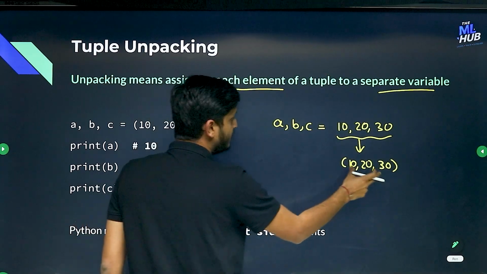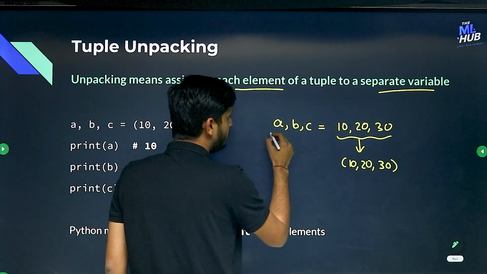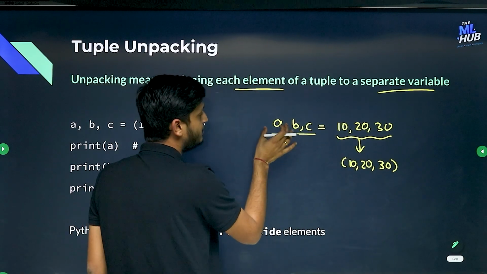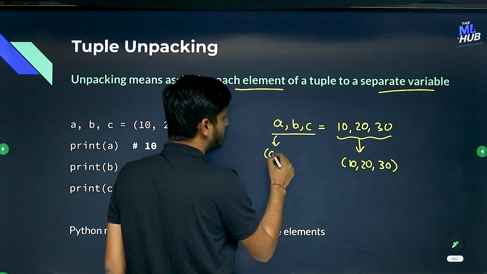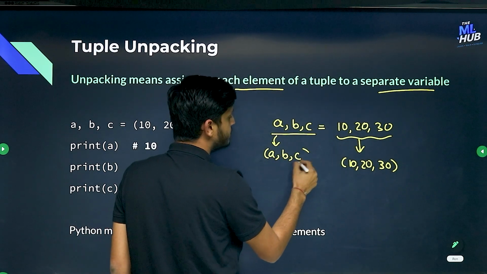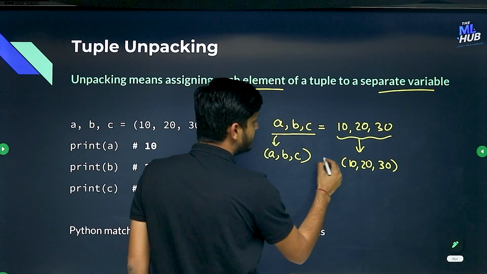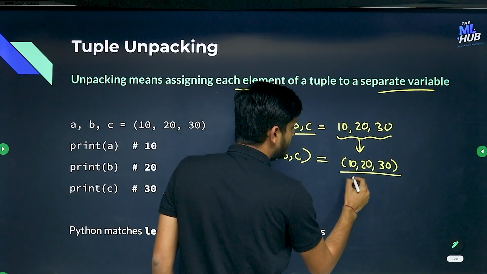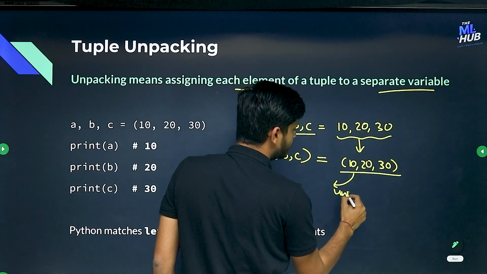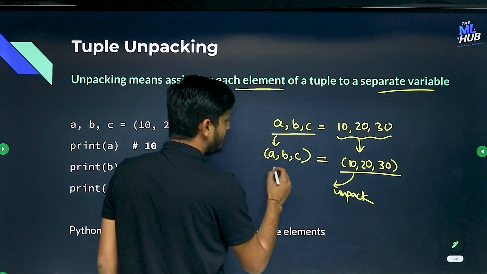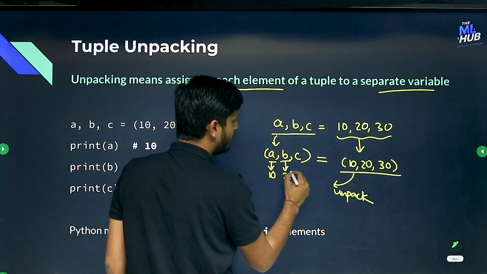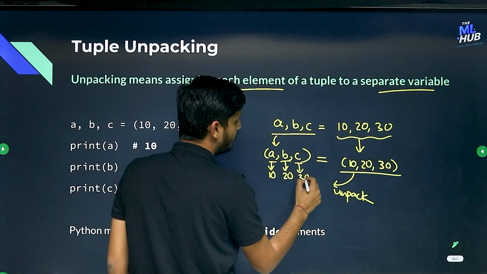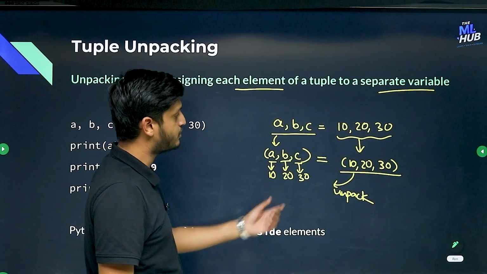And you are trying to assign this tuple to a triplet of variables. You are assigning it to 3 variables, a, b, c. So internally this also will be considered as a tuple containing the variables a, b, c. And when you are doing the assignment, this tuple will unpack, and each of the variables will hold the values now: 10, this variable will hold the value 20, and this variable will hold the value 30. So this is called tuple unpacking.